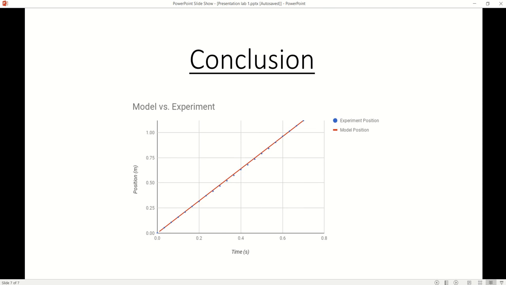Thus, the kickball was moving at a constant velocity due to Newton's second law. To improve the experiment, I would choose a smoother and flatter surface to roll the ball on so that the experimental model will be even closer to the predicted model.